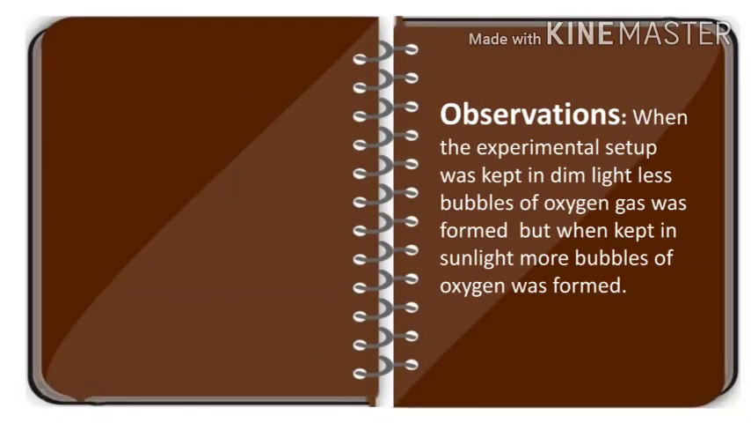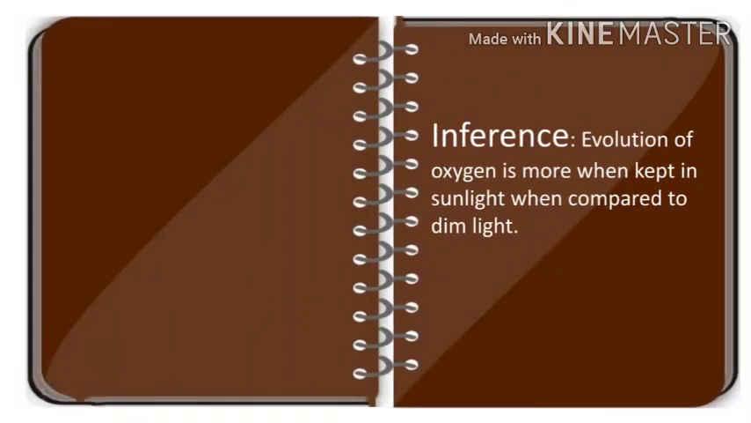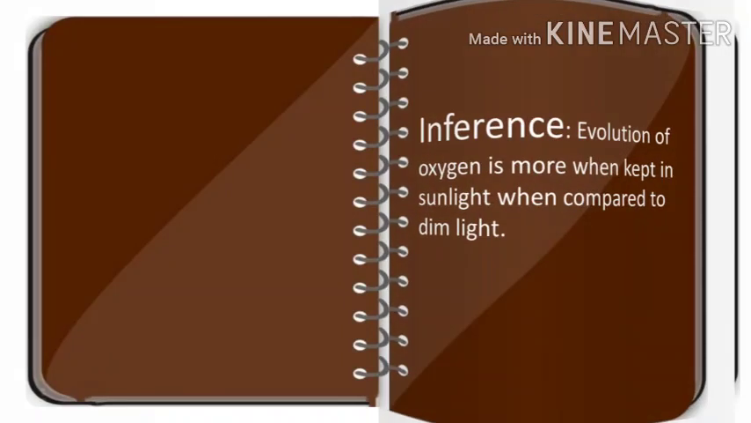Observations. When the experimental setup was kept in the dim light, only a few bubbles of oxygen gas were formed. But when the experimental setup was kept in direct sunlight, more bubbles of oxygen were formed. Inference: evolution of oxygen is more when kept in sunlight when compared to dim light.